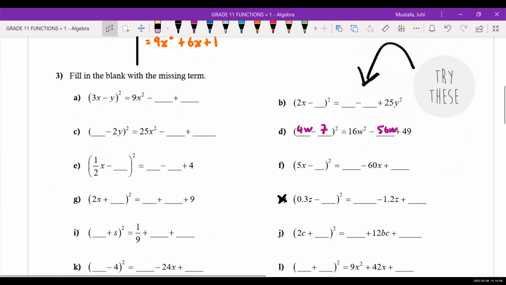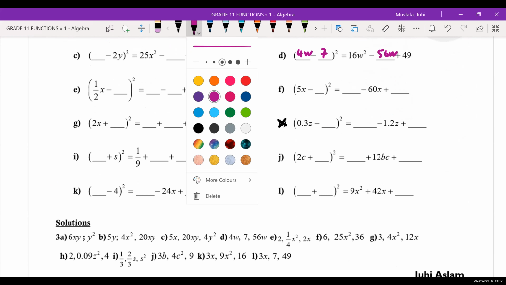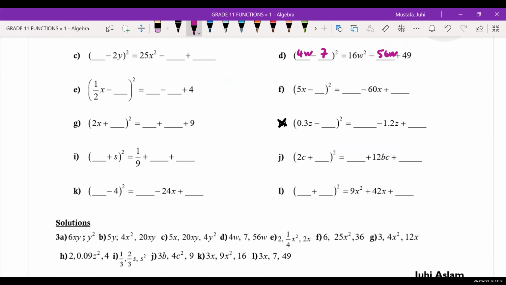Okay, let's try maybe one more. Shall we try one with a fraction? Okay, let's do question I. So here we have a number plus s, all of it squared is equal to 1 over 9 plus something plus something. So I'm going to go ahead and start with this one over here. I know when I have an s, and I'm going to try to get this last term, I'm just going to square this. So what's s times s? Good. So this is going to give me s squared.